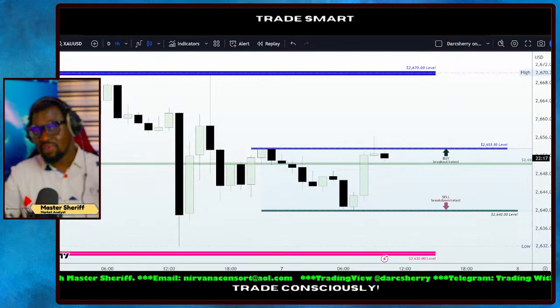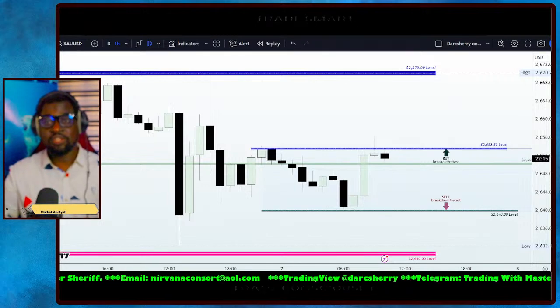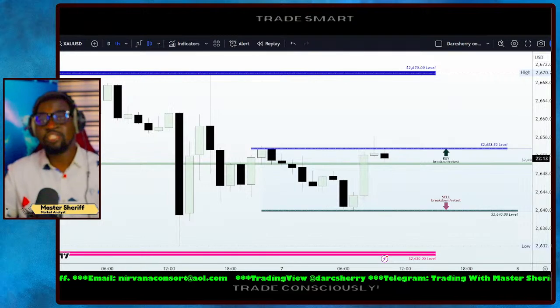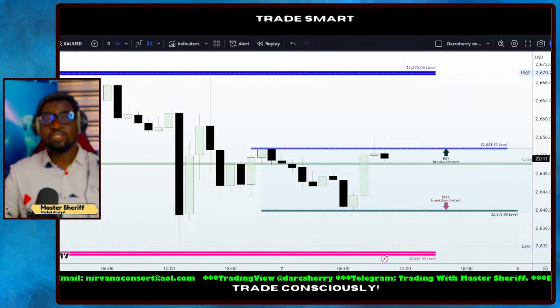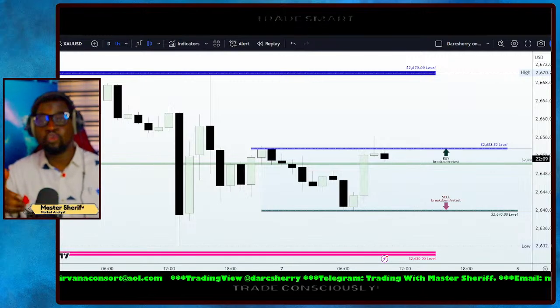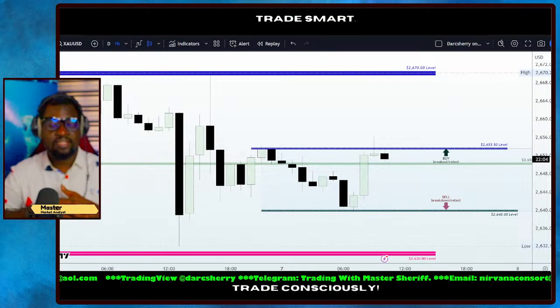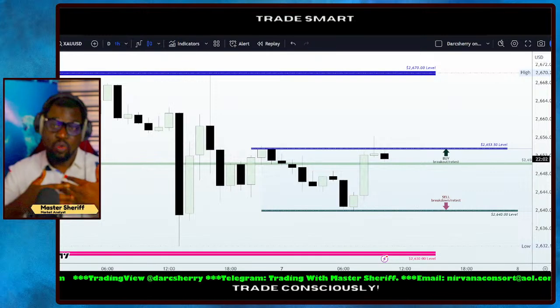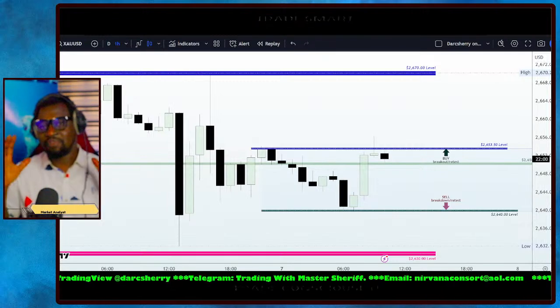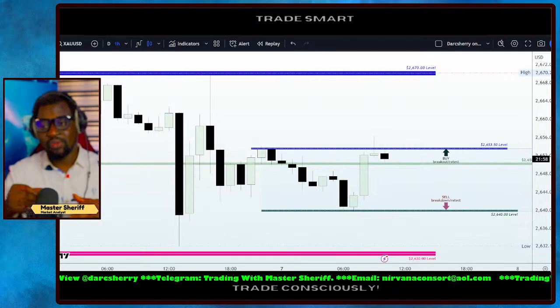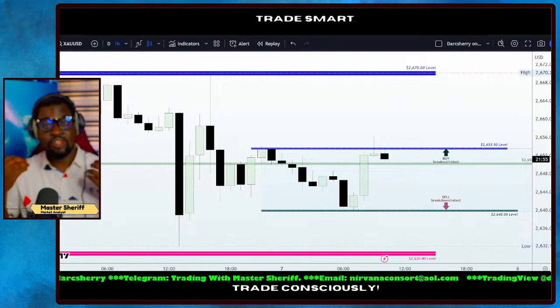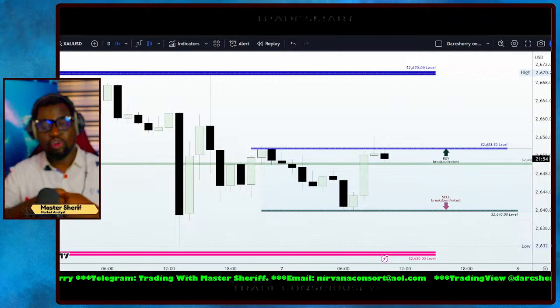Now, another thing that could further escalate this tension is everyone is on the edge right now, waiting to see what Israel's attack retaliation is going to be against Iran, and that could further push price to the upside. However, in as much as the path of least resistance is looking very bullish for the gold, we cannot ignore the US dollar strength at this point in time.